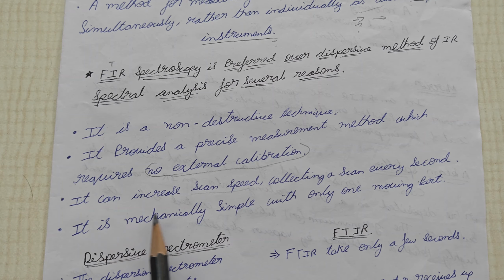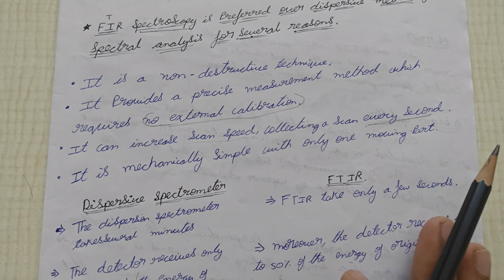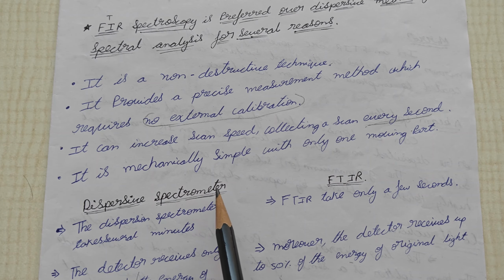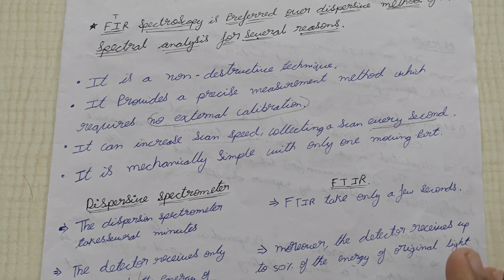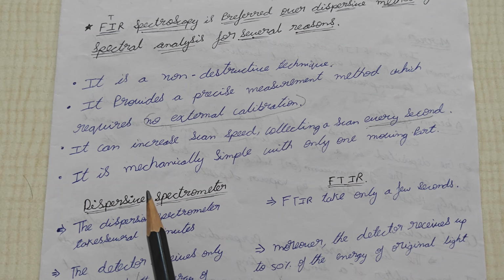It can increase scan speed, collecting a scan every second. In the normal dispersive spectroscopy, it takes several minutes, but in FTIR it takes a few seconds, and it can scan every second. The dispersive spectrometer scans per minute. Here it scans per second. That's the main difference and the main advantage of the FTIR.